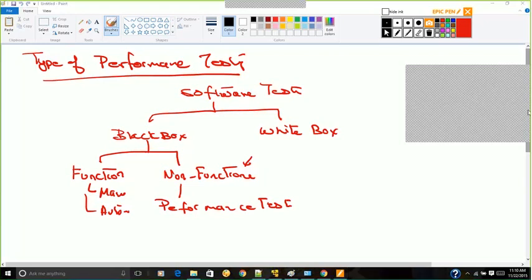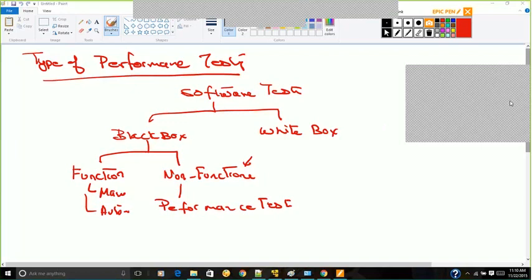Anyone? Yes? We don't write functions or we don't script anything. Sorry, can you repeat that again? Like in manual or automation, we actually wrote the script and everything, right? Yes. But I guess we don't do that in performance testing. We have to write scripts. You're going to learn when you're learning a tool called LoadRunner. You will be writing scripts for that.